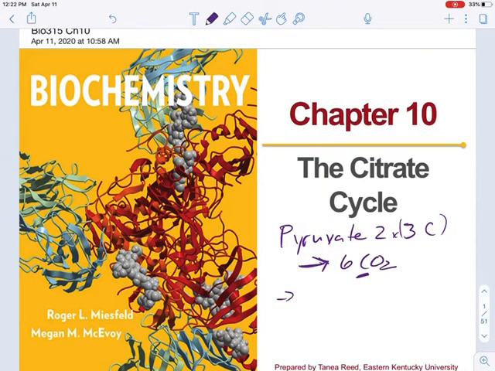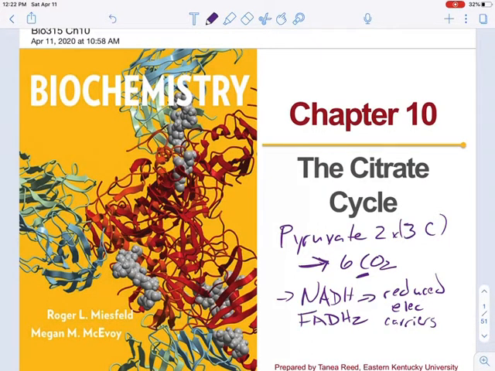And we'll end up pulling out from the potential energy representing that pyruvate multiple molecules of NADH, FADH2, which are reduced electron carriers. And remember, there's bucket loads of energy there, and we'll make a teeny bit of ATP via GTP in this process.